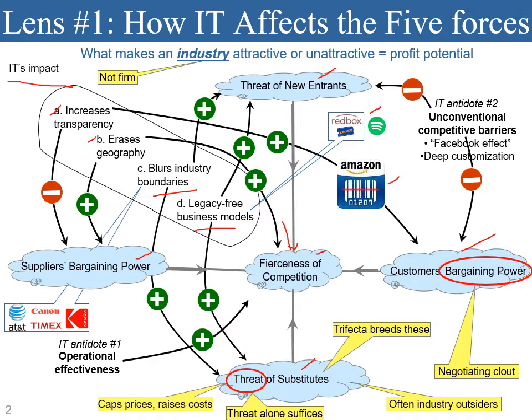of stores and employees. Okay, so in summary, for this diagram, you are able to know what makes an industry attractive or unattractive, or whether the industry has profit potential or not. Okay, I think that's all about this diagram.